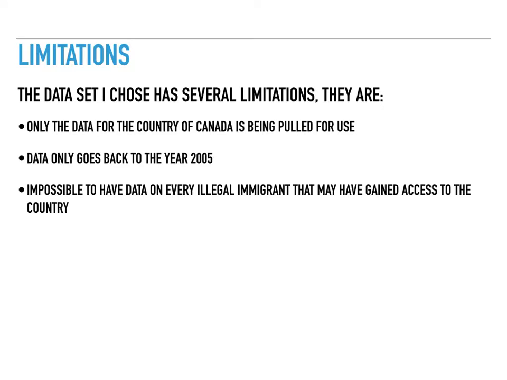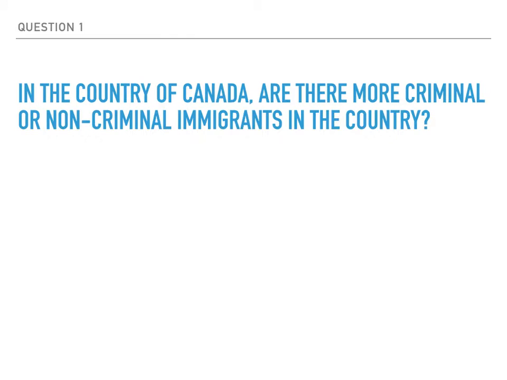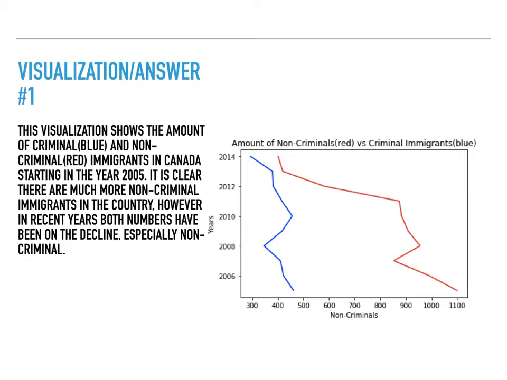Next will be my first question. In the country of Canada, are there more criminal or non-criminal immigrants currently in the country? For this answer, I chose to represent it as a visualization of a line graph. The blue line represents the amount of criminals and the red line represents the amount of non-criminals. As you can see, there are a large number of non-criminals compared to a much smaller number of criminals.